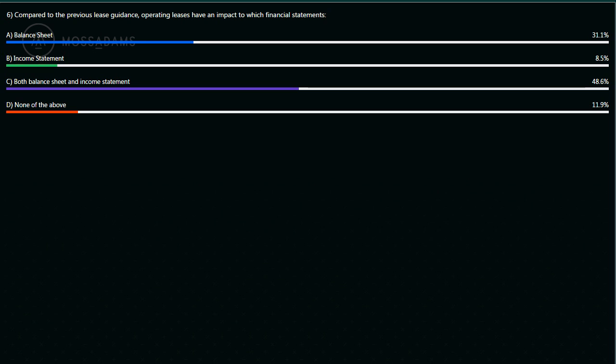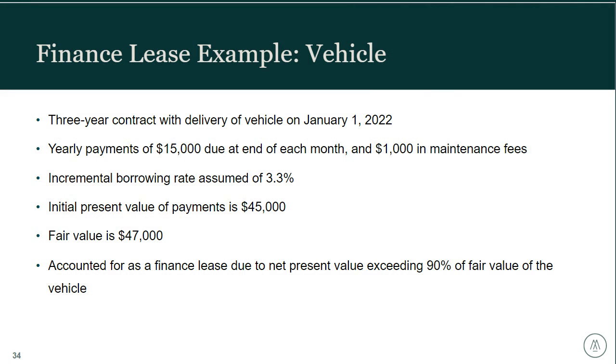All right, let's move over to a financing lease example. And again, what we're trying to think about with these financing leases is really, what if you obtained a loan agreement with this debt? And it's kind of trying to match those principles across in the financing lease. So let's start with an example. We have a 3-year contract with delivery of the vehicle on January 1st, 2022.